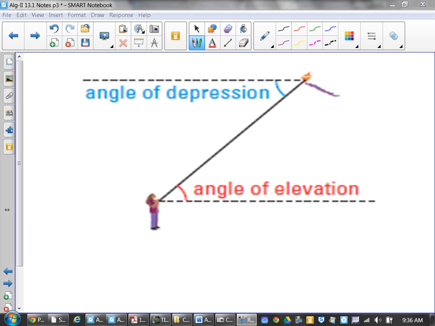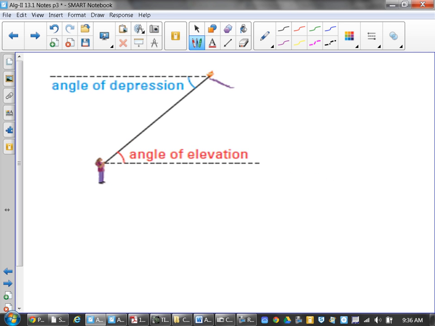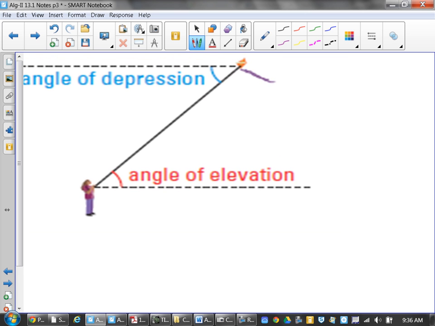If you guys recall, your angle of elevation is how far you are off of your horizontal looking up. If you imagine an imaginary horizontal line as your line of sight, the angle at which I'm looking up is measured from the horizontal to that object. So in this case, it's the person looking up at the kite.